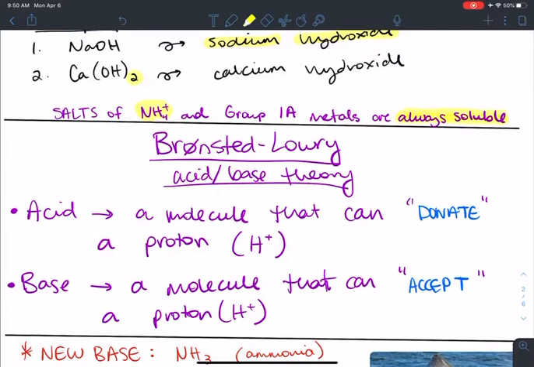The Bronsted-Lowry acid-base theory states that acids are considered molecules that can donate a proton. A proton is a hydrogen atom that has lost 1 electron, and we're going to call it H plus. So an acid is a molecule that can donate a proton. A base is a molecule that can accept a proton. So acids are donating protons, bases are accepting protons. Seems pretty straightforward, right? And it is.